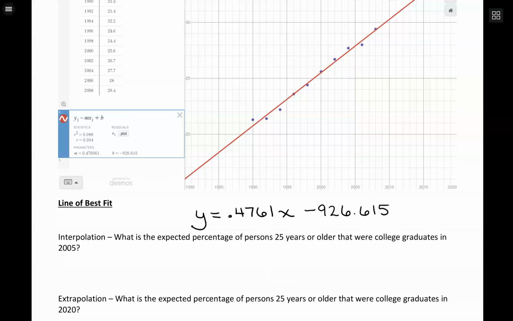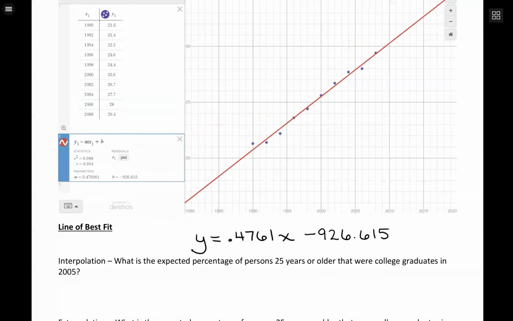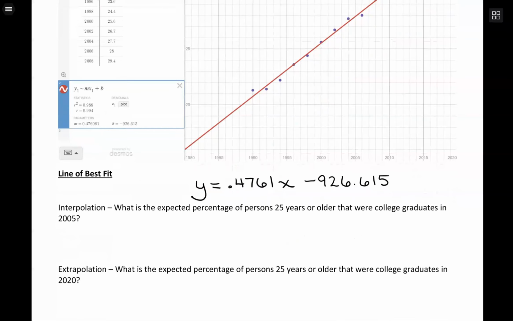So let's do that. If it's 2005, in some examples we talked about plugging in time in terms of years after something. Notice that our x values are based on the full year. We didn't adjust it in terms of years after 1990. If we did that, then we would have plugged in 0, 2, 4, and so forth. But because we plugged in the whole years into the table, we're going to plug in the entire year for x. So what this will look like is 0.4761 times 2005 minus 926.615.